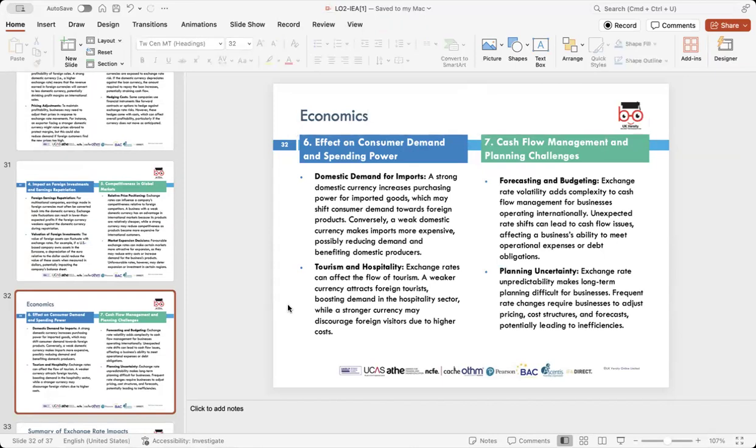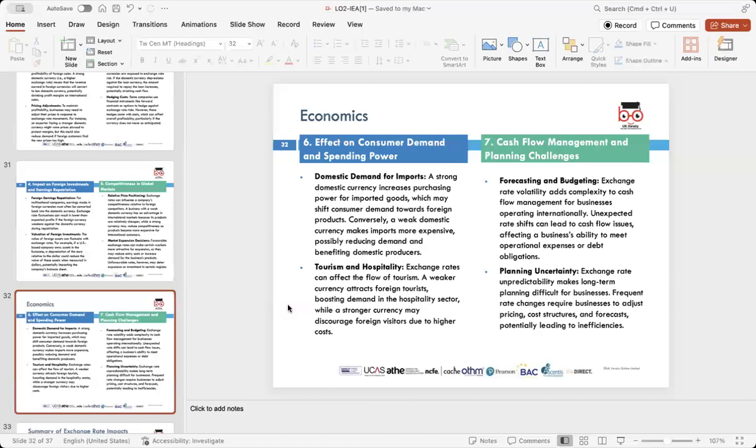Effects on consumer demand and spending power, cash flow management, and planning challenges. Exchange rates do not only affect businesses, they also influence consumer behavior and spending patterns. When a domestic currency strengthens, consumers have higher purchasing power, making imported goods cheaper. This can shift demand towards foreign products, affecting local businesses that compete with imported goods.